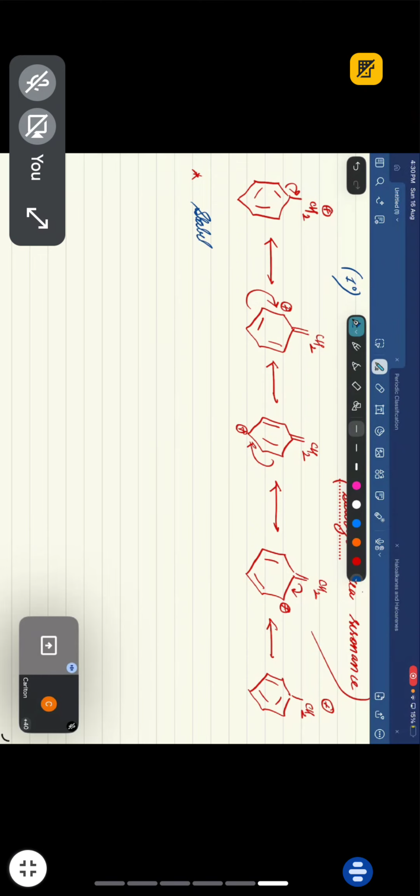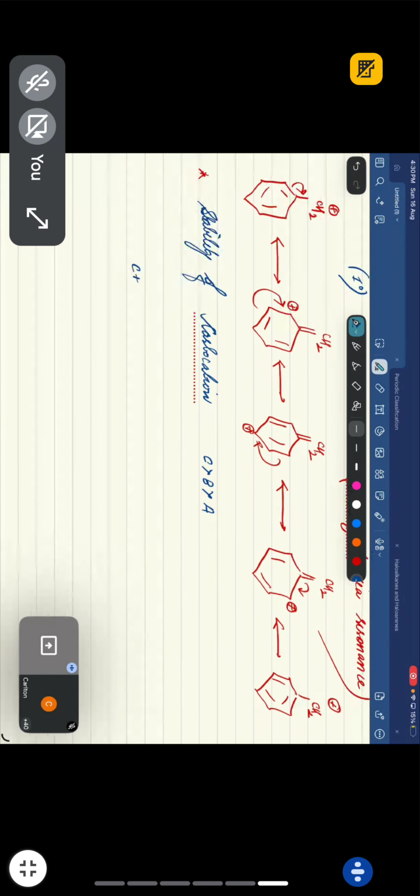Stability of carbocation: I want you to remember the order C greater than B greater than A. This is the order I want you to remember. C greater than B greater than A. CBA. Now what is the C? This is a trick I use. You can use CBA. Tertiary butyl carbocation is extremely more stable than what B stands for? Benzylic carbocation, which is more stable than allylic carbocation.